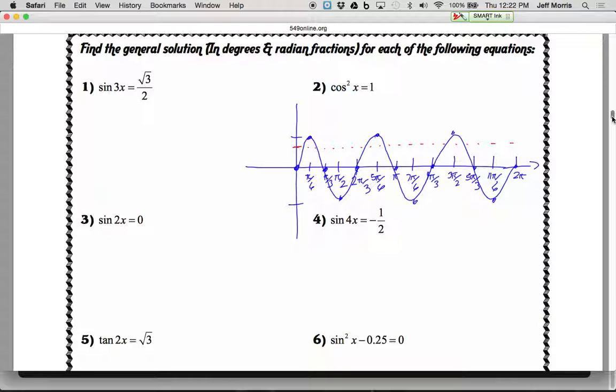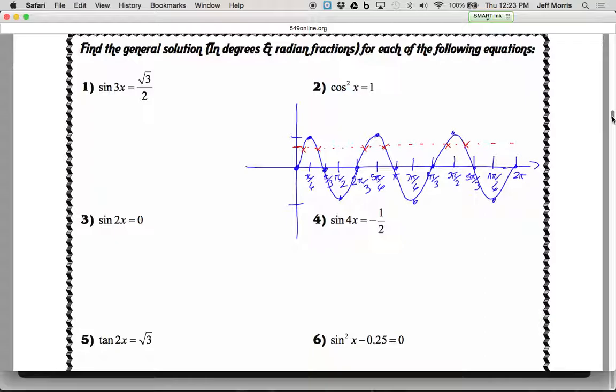Do you see it? How many times does sine 3x equal 0.86 from 0 to 2 pi? 1, 2, 3, 4, 5, 6. So how many solutions are there? There's 6 answers between 0 to 2 pi. 6. Now, here's the awesome part about this.